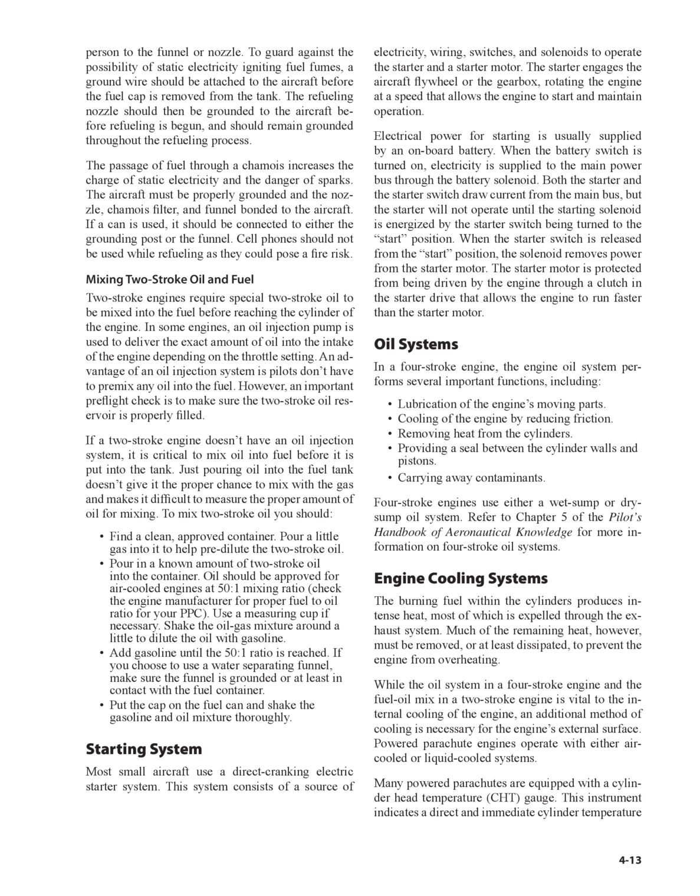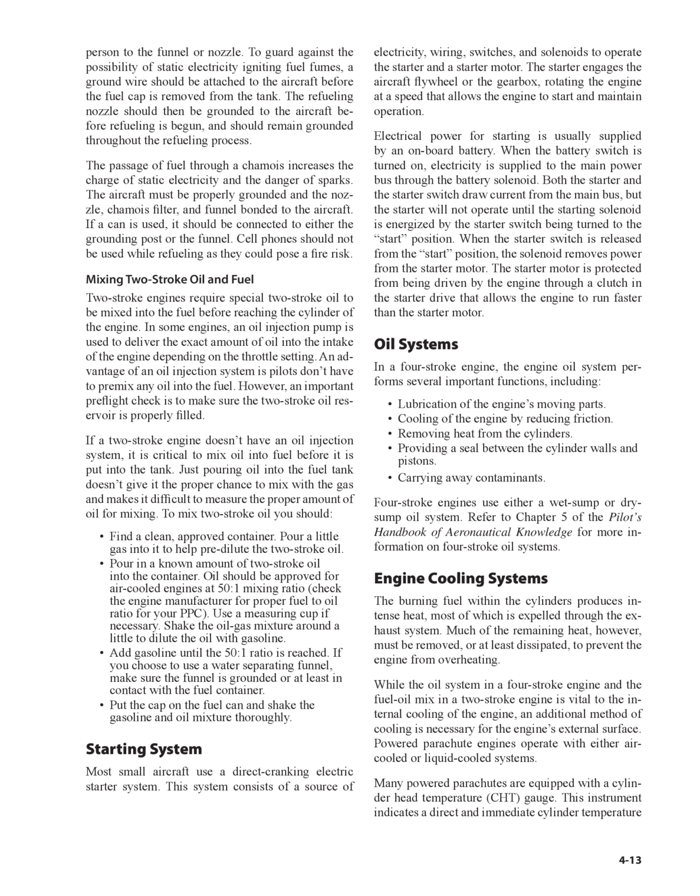When the battery switch is turned on, electricity is supplied to the main power bus through the battery solenoid. Both the starter and the starter switch draw current from the main bus, but the starter will not operate until the starting solenoid is energized by the starter switch being turned to the start position. When the starter switch is released from the start position, the solenoid removes power from the starter motor. The starter motor is protected from being driven by the engine through a clutch in the starter drive that allows the engine to run faster than the starter motor.